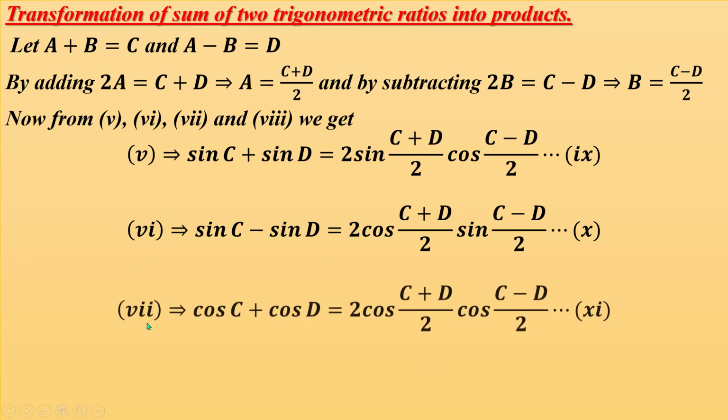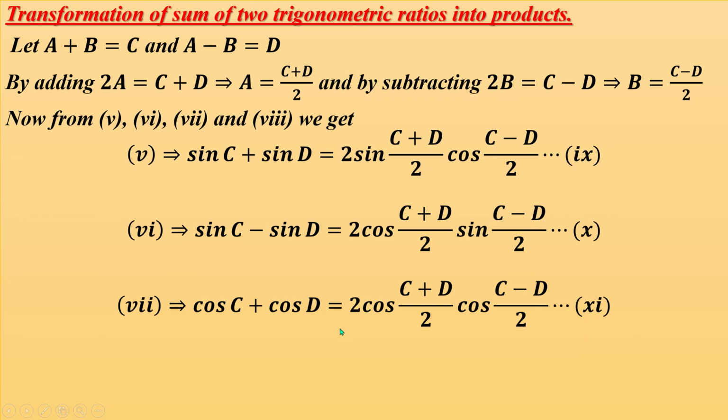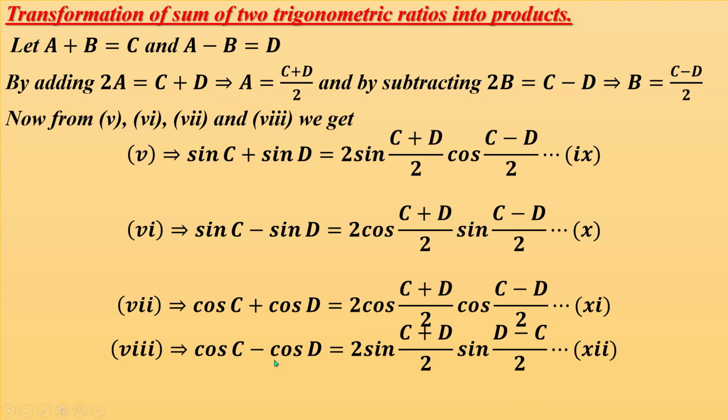And similarly from 7, cos c plus cos d equals 2 cos((c plus d) by 2) cos((c minus d) by 2), and finally cos c minus cos d equals 2 sin((c plus d) by 2) into sin((d minus c) by 2). These are also important formulae of this exercise and we have to remember them, otherwise math will be very difficult. Clear?